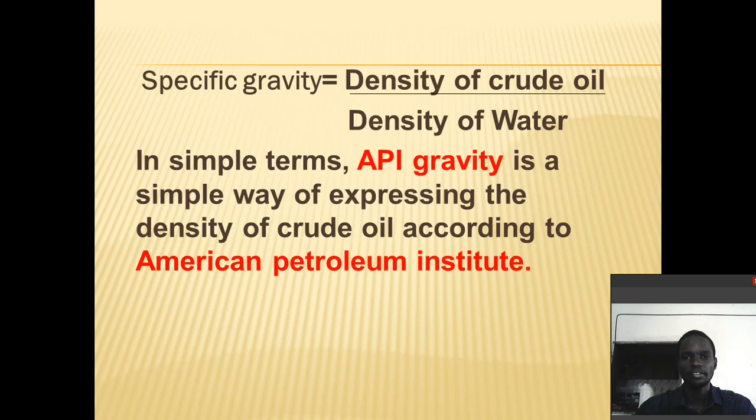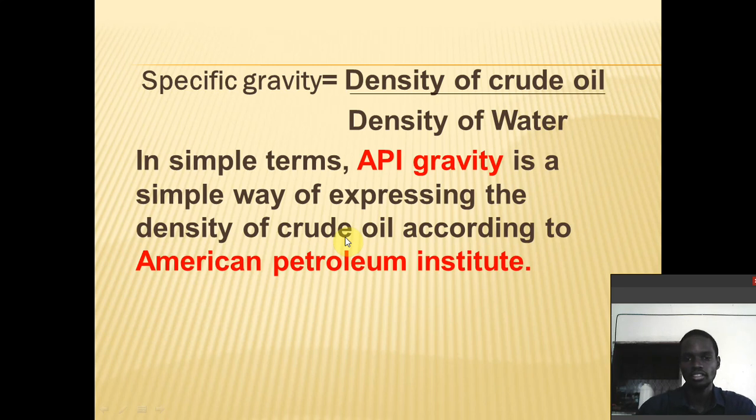So specific gravity, this is a simple formula for the specific gravity of crude oil. Specific gravity equals the density of crude oil divided by the density of an equal volume of water. In simple terms, API gravity is just a simple way of expressing the density of crude oil according to the American Petroleum Institute.